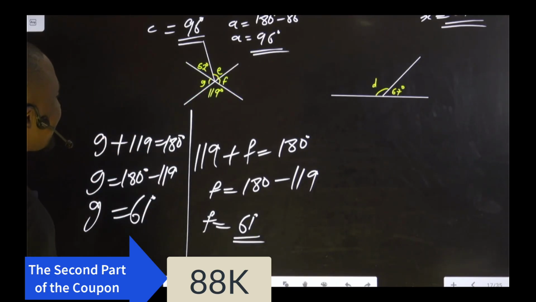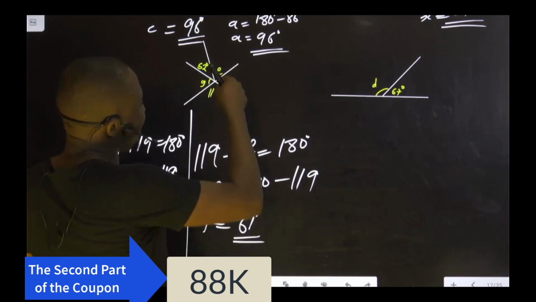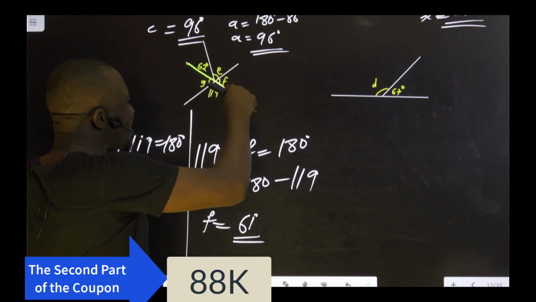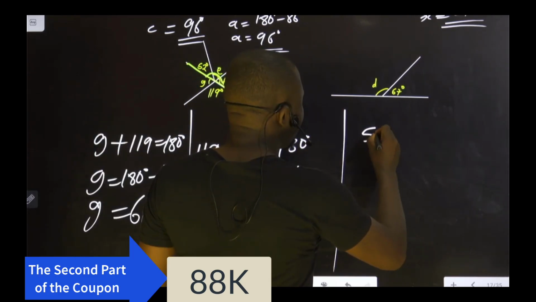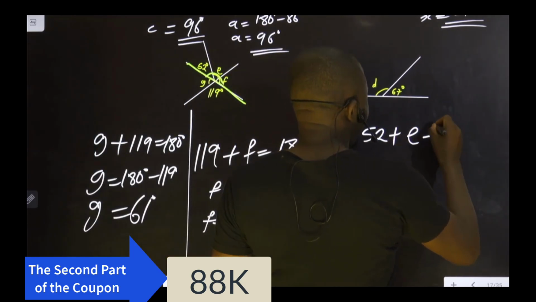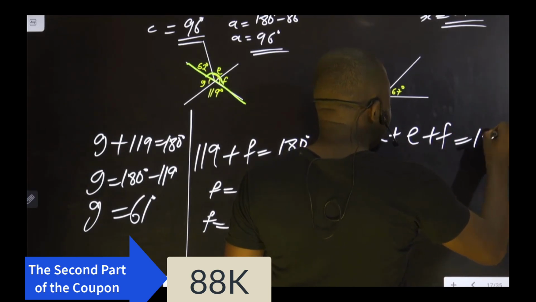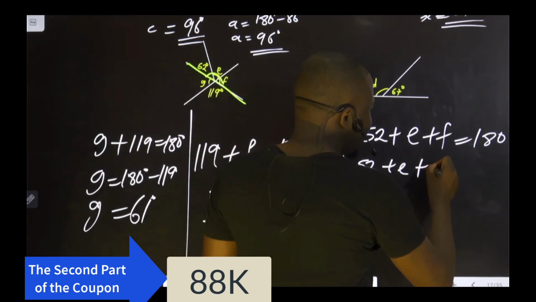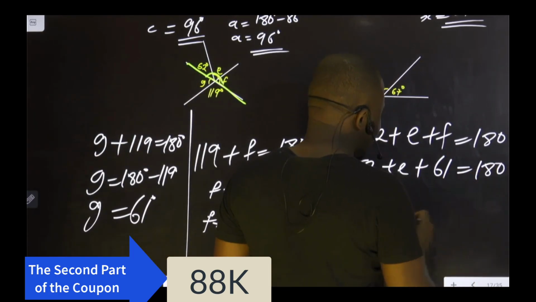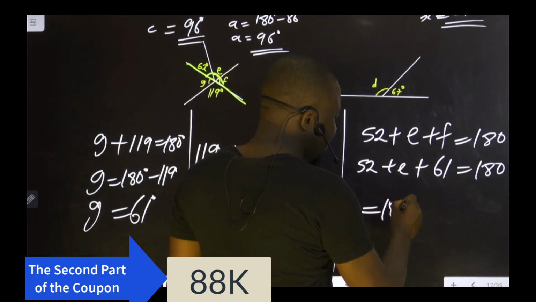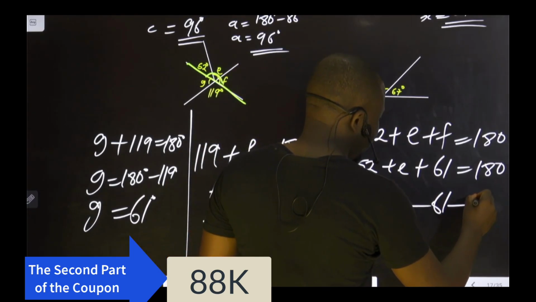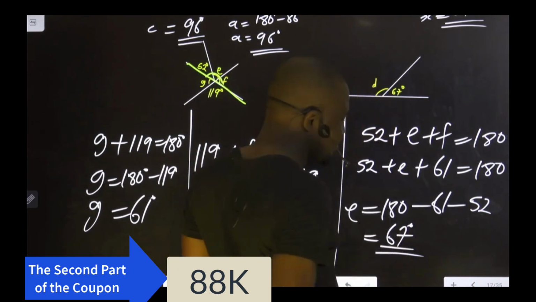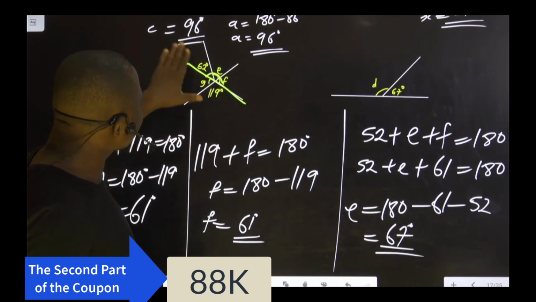Remain E. You cannot tell me that E is vertically opposite to 119. No. So you have to work this out as a straight line. That is 52 plus E plus F is equal to 180 degrees. F is 61 degrees. So E therefore is equal to 180 degrees minus 61 minus 52, which is equal to 67 degrees. Okay? That is all concerning this.